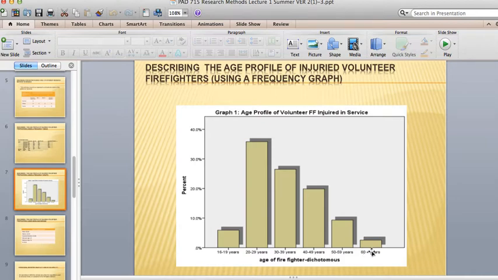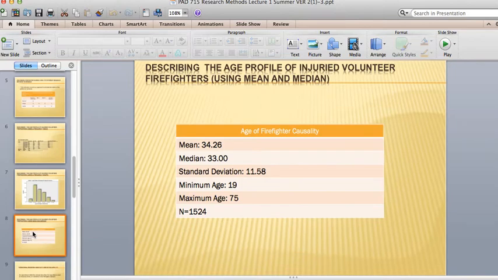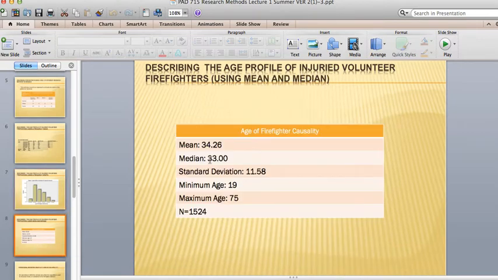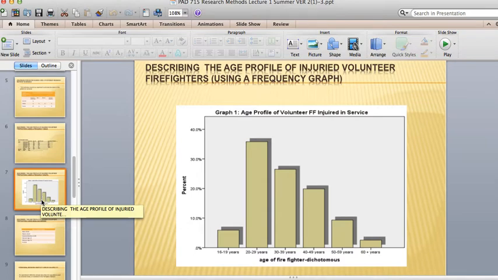on Tuesday night. The other thing that you can do when you're working with ordinal level data and even interval level data is that along with the frequency distribution, you can also compare what we call measures of central tendency. And I'll talk more about these on Tuesday night. But essentially, we want to know are the data positively skewed or negatively skewed?